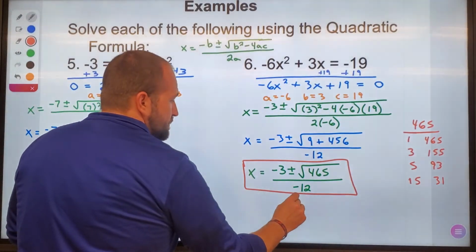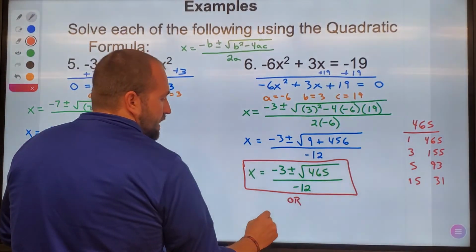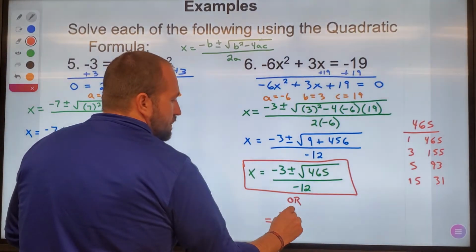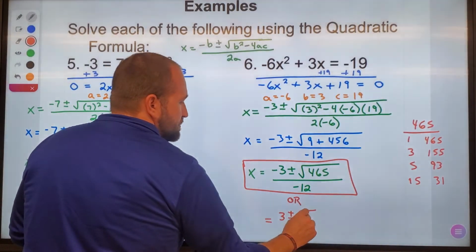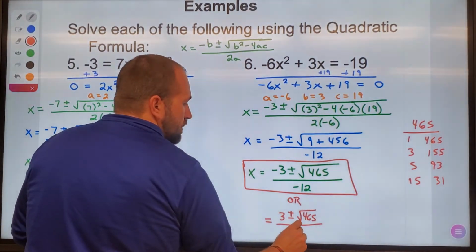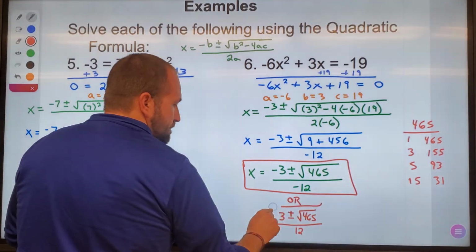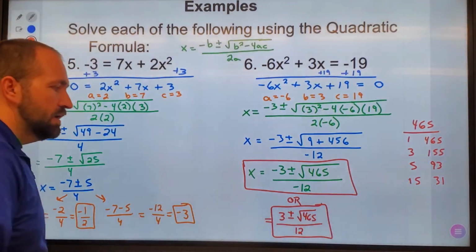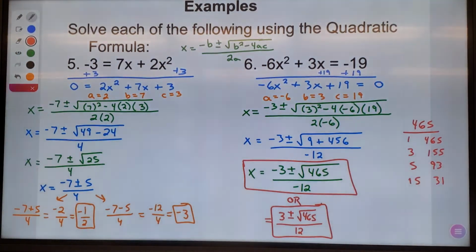So I could rewrite this as 3 plus or minus the square root of 465 over positive 12. Okay, again, either one would be okay. If you move things to the opposite side of the equation at the beginning, so if we would have moved that so that the negative 6x squared was positive, then we would have ended up with that bottom one anyway. But again, that's up to you as far as things go.